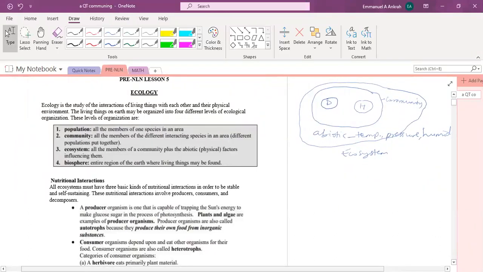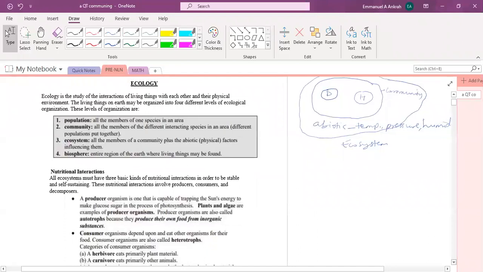Then we say a biosphere. A biosphere refers to the entire region of the Earth where you find living things. So wherever you find living things on Earth, that becomes the biosphere, bio, dealing with living organisms. So those are some quick terms that you should know.